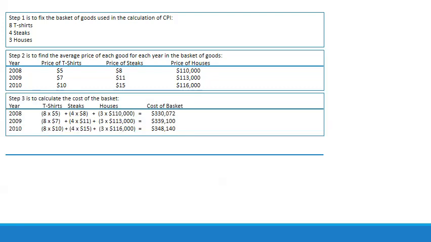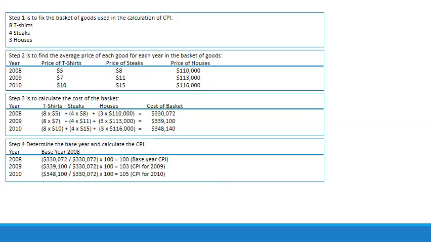Step 3 is, of course, to determine this. So just do the quantity times the price, and that gives you the cost of the basket for each year. You can see in 2008, 2009, 2010, we saw 330, 339, 348, and that's the cost of our basket. Our base year will be 2008, which means the CPI for the first year is always going to be 100 when you look at the base year. And then you see 103, 105. Those are the price indexes for 2009 and 2010.